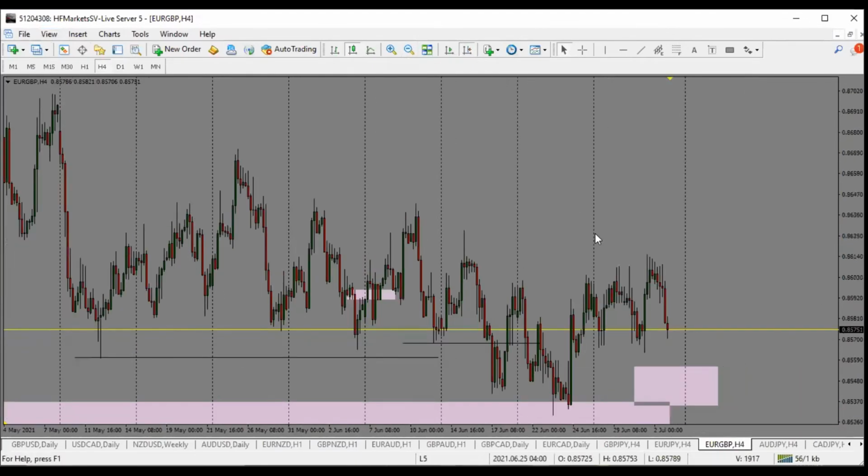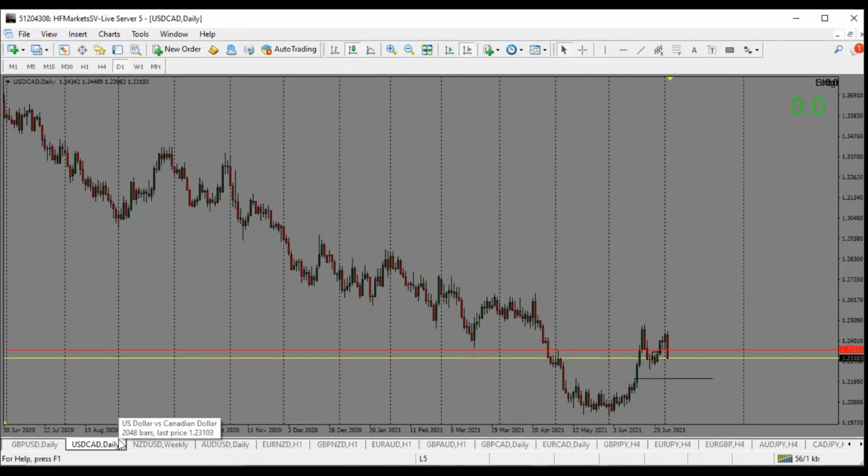On EURGBP, it is kind of rough now, so I'm not going to be trading it because this is very rough. It's just taking the liquidity above the high, taking liquidity below the low. So that's just how the thing is being traded for now. But it's very good for other analysis.